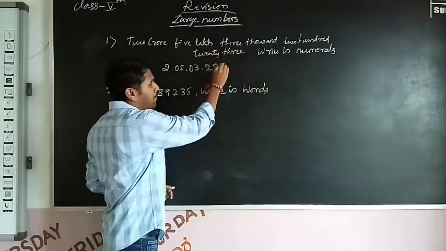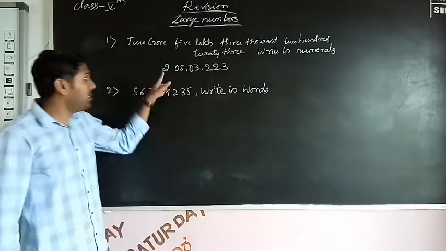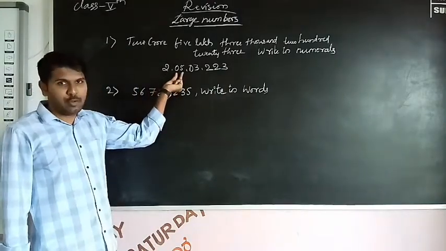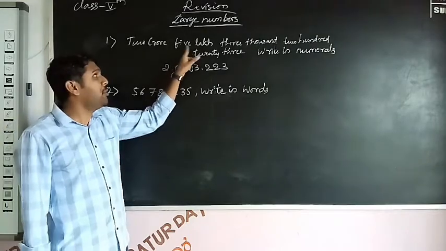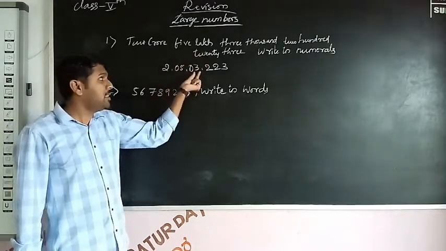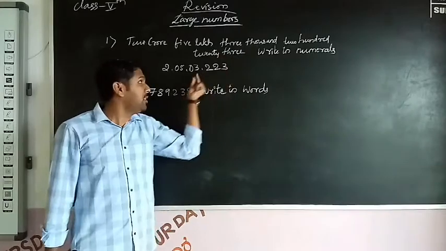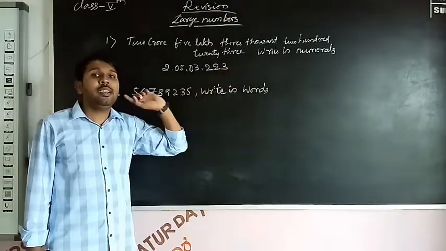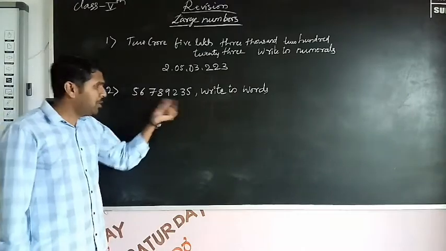Next 223. So what is the number? 2 crore 5 lakh. In the lakhs group only 5, that is 5 lakh. 5 lakh, 3,223. Like this you have to write it.